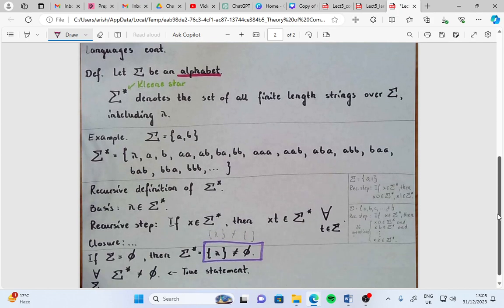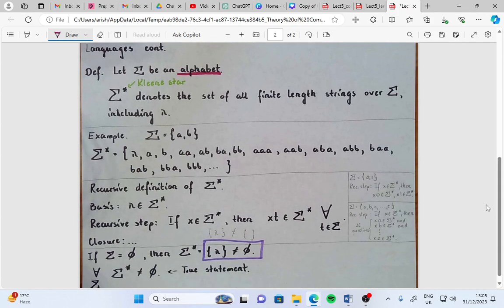Similarly, what is Kleene star? The concept of Kleene star is very important. It denotes that there is no string, or the set of all possible strings. This denotes the set of all finite-length strings over sigma, including lambda. Lambda is basically the empty string, so Kleene star means the empty string is also included.